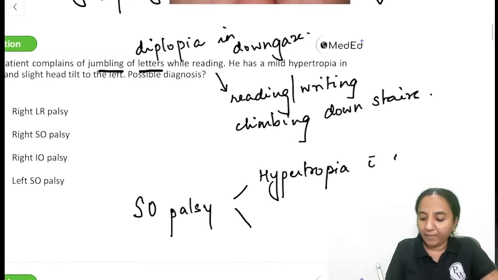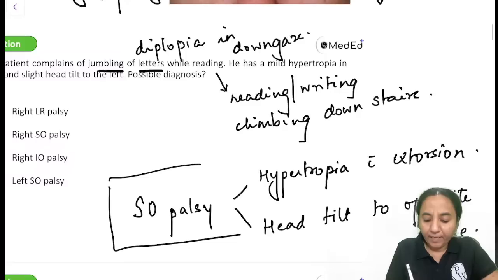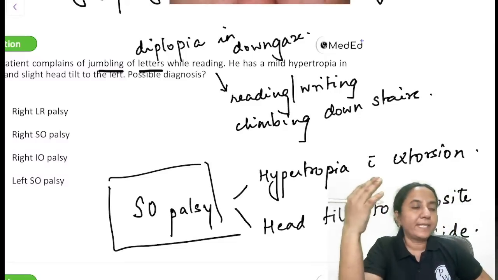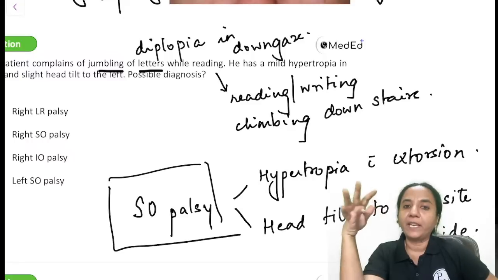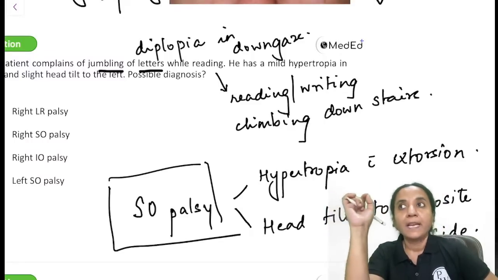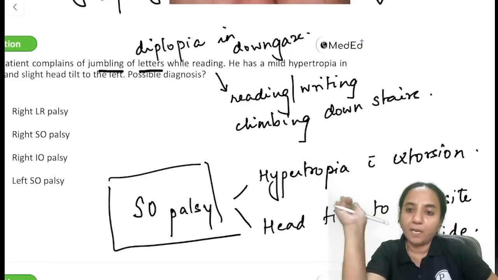So on the affected side, there is going to be hypertropia with extorsion, and there is going to be a head tilt to the opposite side. These two things you remember. So these are the features of SO palsy. In the question, they will either mention diplopia in down gaze, or they will say there is jumbling of letters, or difficulty in reading and writing, or difficulty in climbing downstairs. If these are mentioned, then you can safely think that this is an SO palsy question.